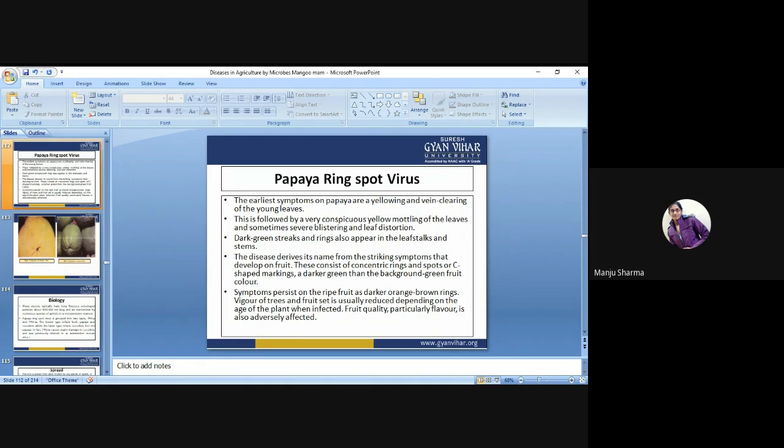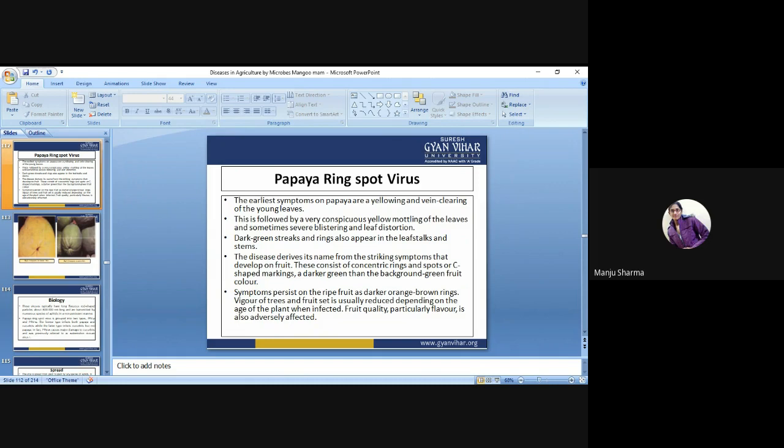Next is the papaya ring spot virus. The earliest symptoms on papaya are a yellowing and vein clearing of the young leaves. This is followed by a very conspicuous yellow mottling of the leaves and sometimes severe blistering and leaf distortion. Dark green streaks and rings also appear in the leaf stalks and stems.